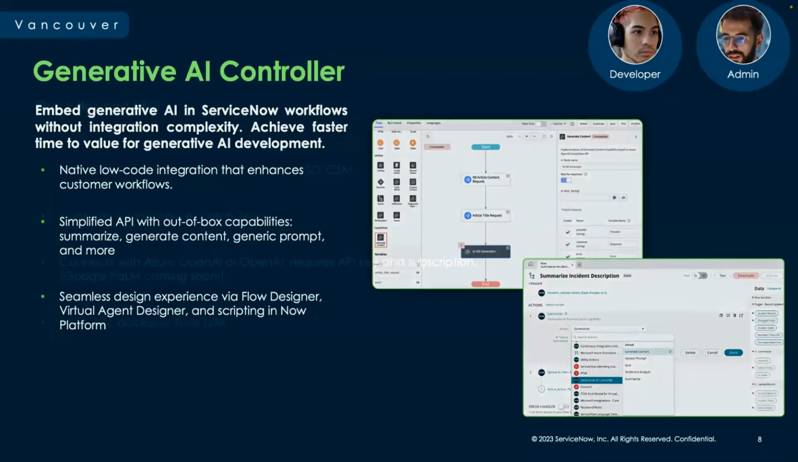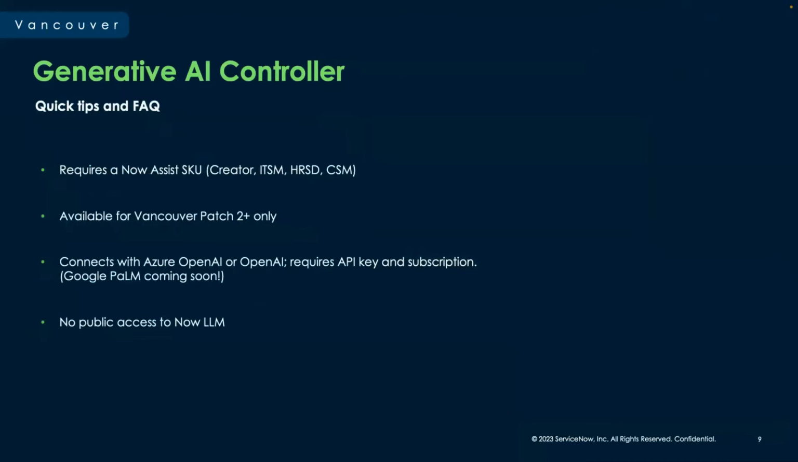Next slide, please. So some things to call out. First off, to use the Generative AI Controller, you need a Now Assist SKU. That's either going to be Now Assist for Creator, ITSM, HRSD, or CSM. You may have heard that being called Creator Plus, Pro Plus, or Enterprise Plus. So you need that to use the controller.